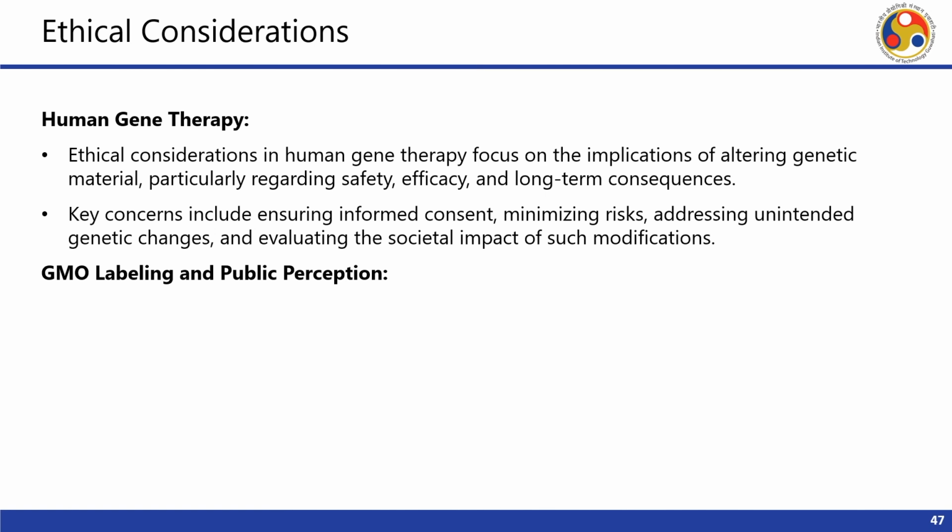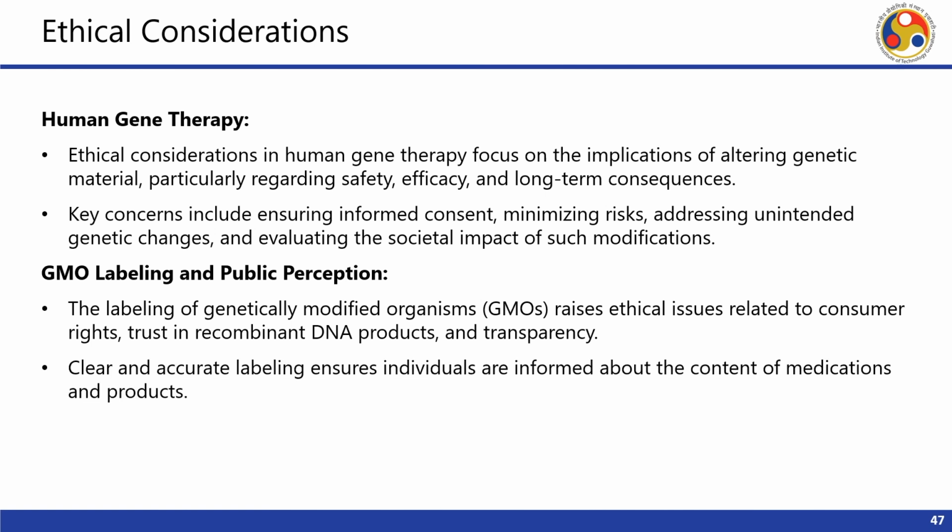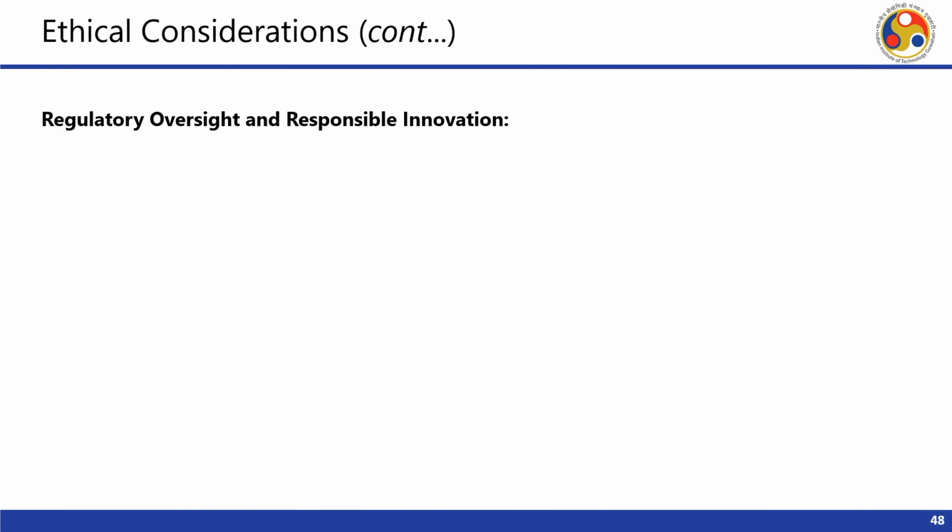And GMO labeling and public perception is also an important ethical issue. The labeling of genetically modified organisms raises ethical issues related to consumer rights, trust in recombinant DNA products and transparency. Some people may not prefer GMO products, and they should be given the opportunity to identify the product. Clear and accurate labeling ensures individuals are informed about the content of the medications and products, and they can therefore take an informed decision.